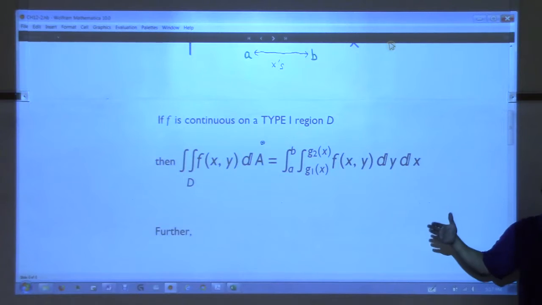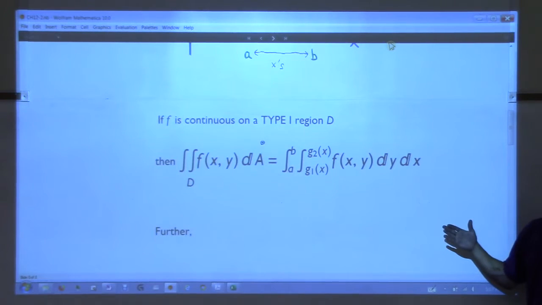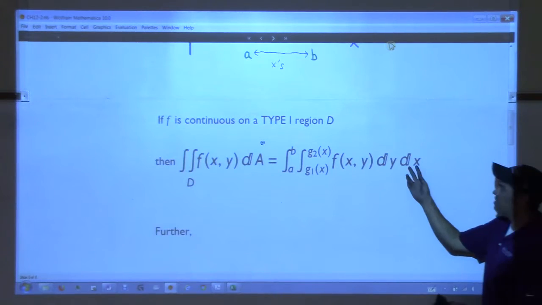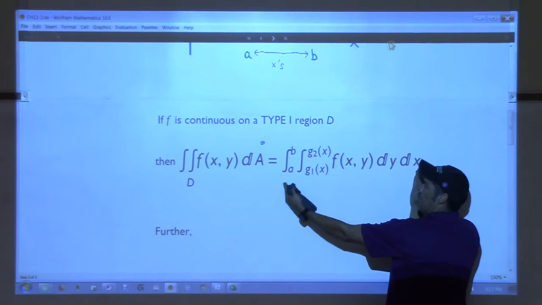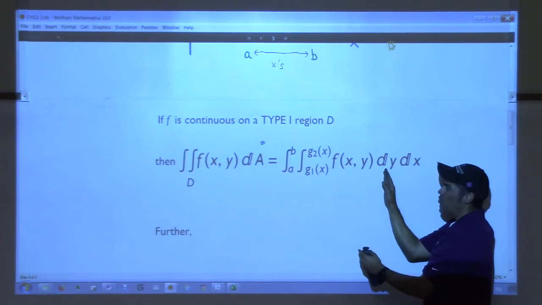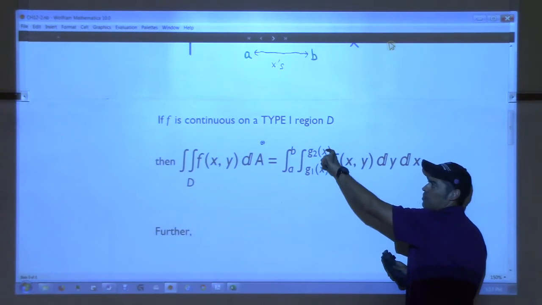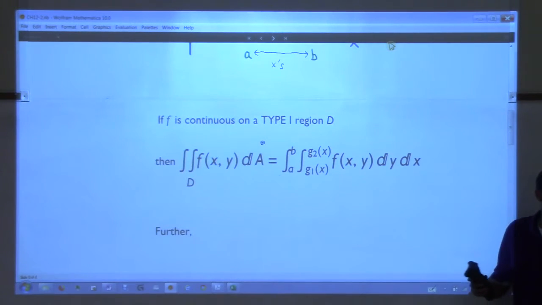Your outer integral has to be x. You don't have the choice anymore of flipping it. Because x is between two constants, it's the outer integral. The inner integral has to be with respect to y, and look at what the limits of integration are. It's the actual functions of x.